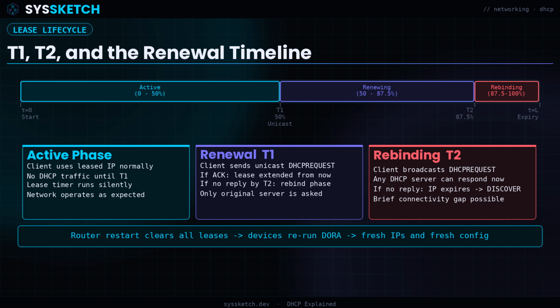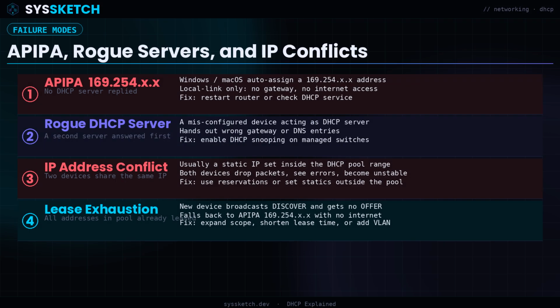Things do not always go smoothly. There are 4 failure modes worth knowing. The first is APIPA, which stands for Automatic Private IP Addressing. If a device sends 4 DHCP DISCOVER messages and receives no response, Windows and macOS automatically assign an address in the 169.254.0.0/16 range. This is a local link address only.